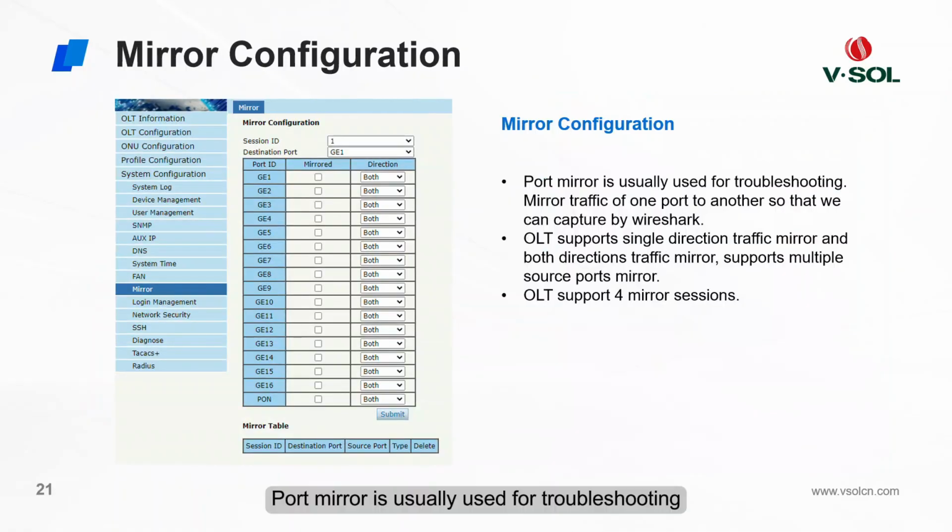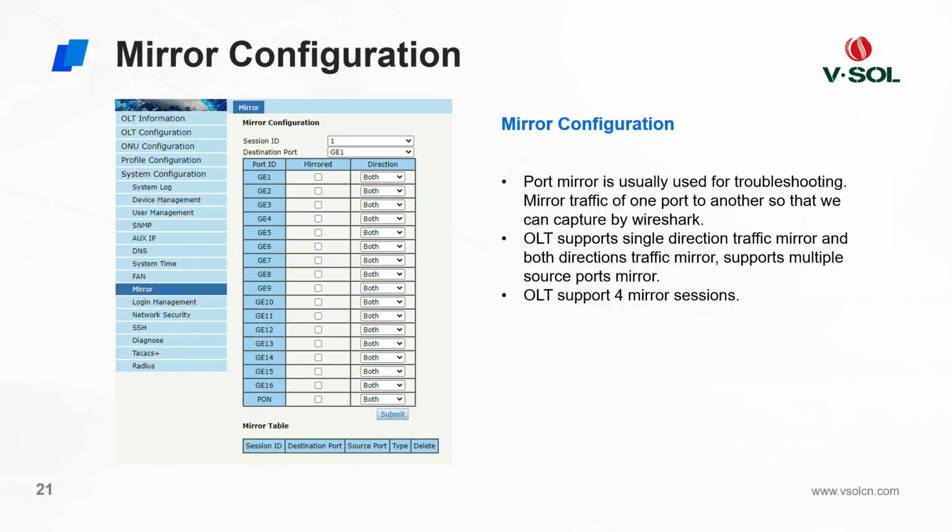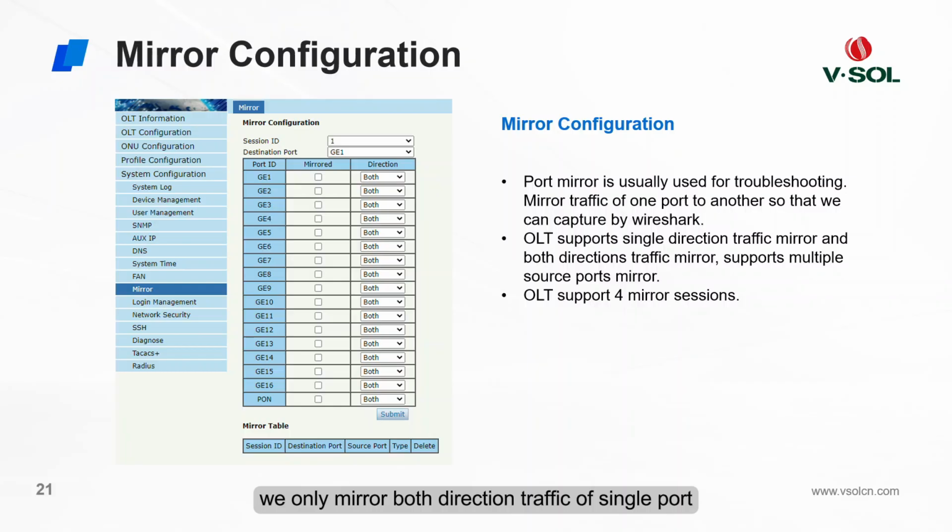Port mirror is usually used for troubleshooting. Mirror traffic of one port to another so that we can capture it with Wireshark. The OLT supports single direction traffic mirror and both directions traffic mirror, and supports multiple source ports mirror. The OLT supports 4 mirror sessions. But usually, we only mirror both direction traffic of a single port.